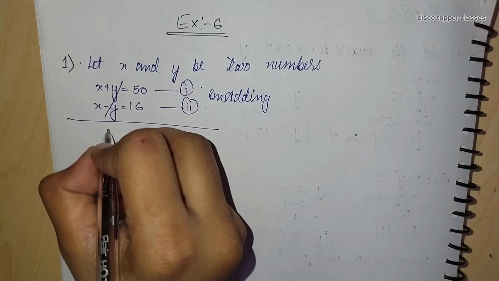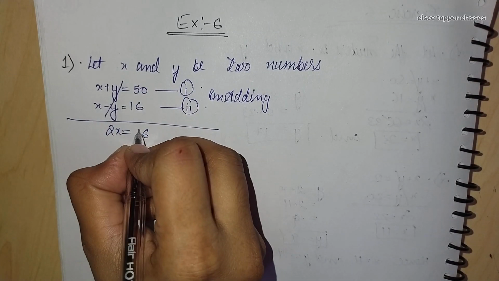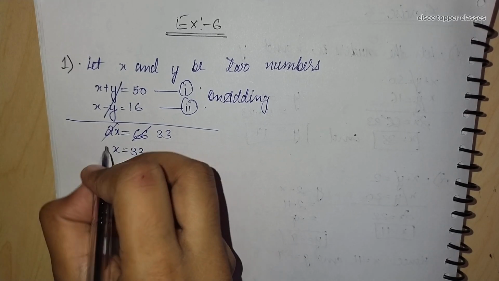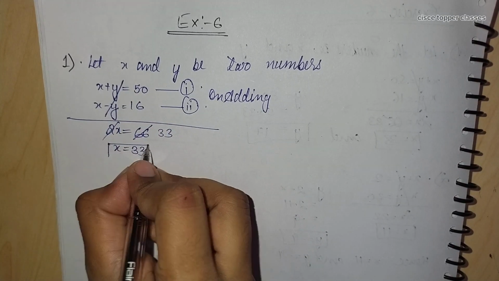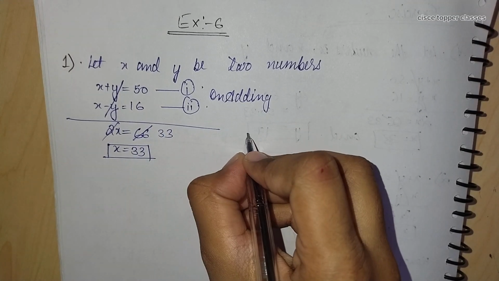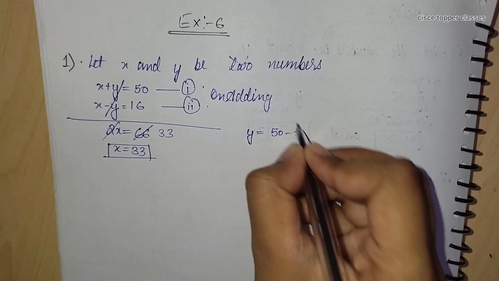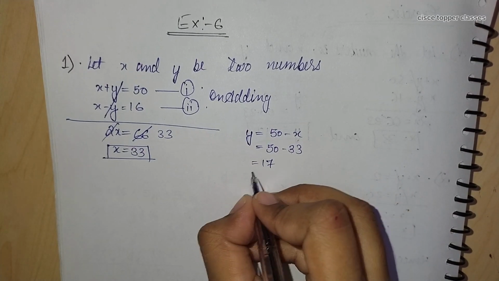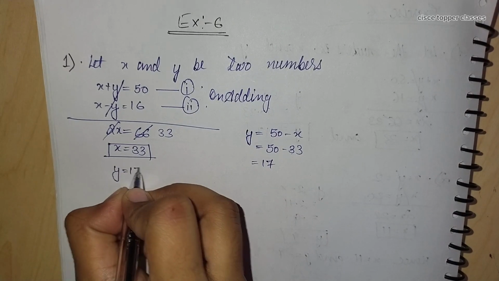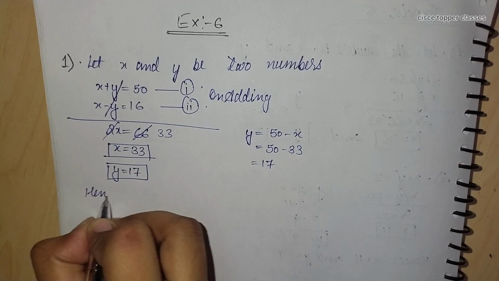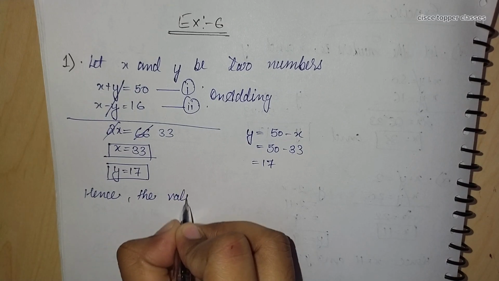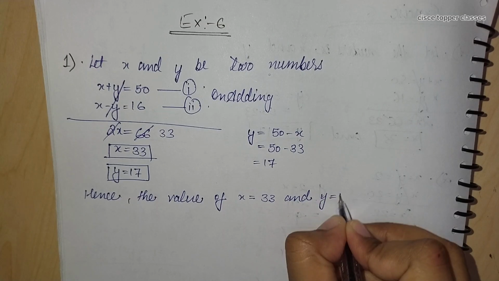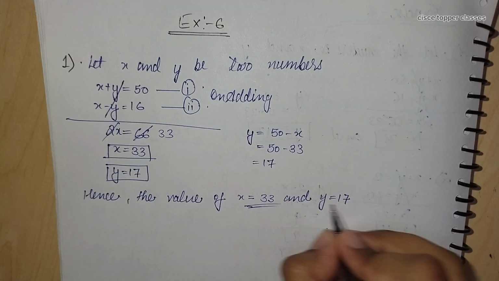On adding, we will cancel out y. Here on adding, we will get 2x is equal to 66, so x is equal to 33 from here. Now we have to find the value of y by putting the value of x. So y is equal to 50 minus x from the first equation. Putting the value of x, we will get 50 minus 33 equal to 17. So hence the value of y is 17. Hence the values of the numbers, x is equal to 33 and y is equal to 17, is the final answer in this question.